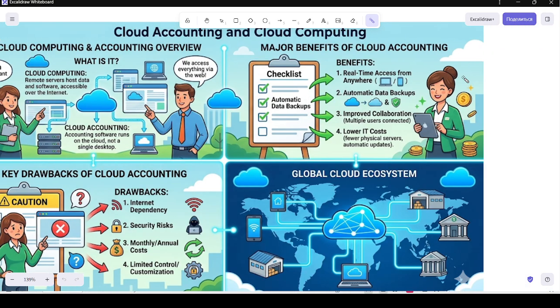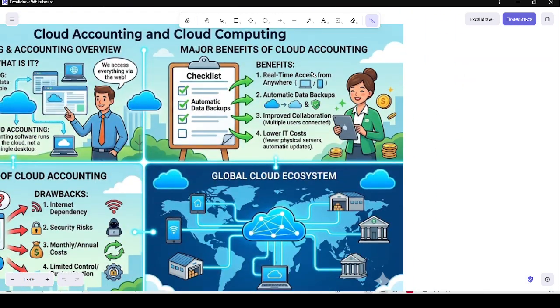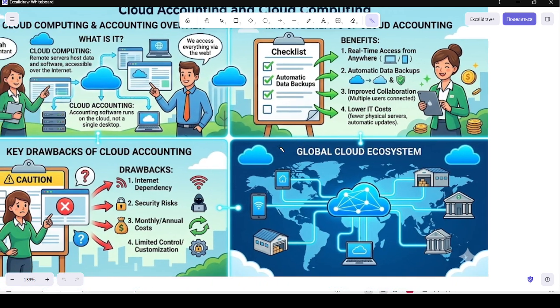Okay, what are the benefits of cloud accounting? Real-time access from anywhere if you have the account, and automatic data backups. Improved collaboration, multiple users can connect, and lower IT costs: fewer physical servers, automatic updates, and so on.